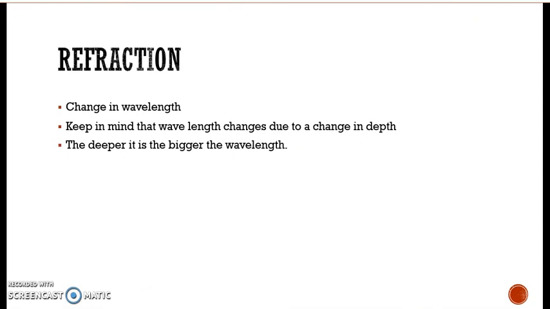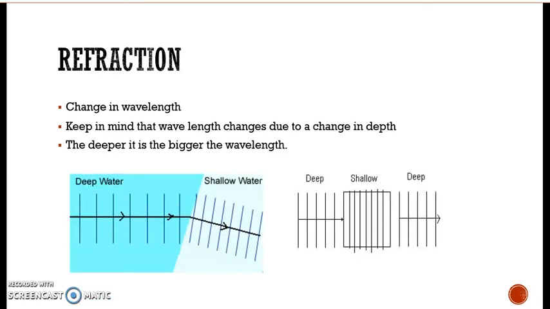Refraction. Change in wavelength. Keep in mind that the wavelengths change due to change in depth. The deeper it is, the bigger the wavelength. So as you can see, there's deep water, then shallow water, and deep water again. When it becomes shallow, the wavelengths decrease.